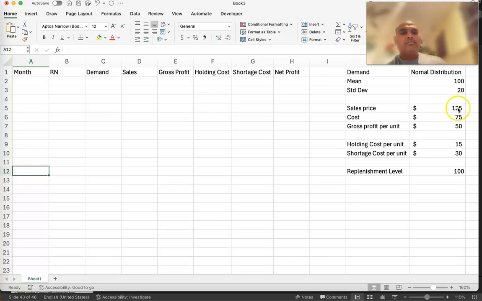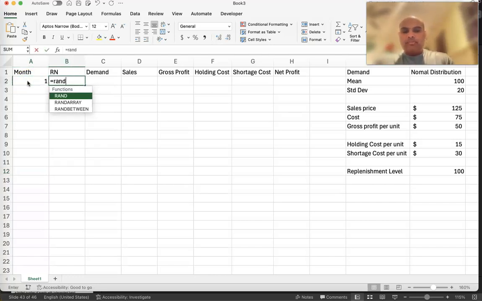The sales price is 125, cost is 75, so the gross profit per unit is $50. Holding cost is $15 per unit and shortage cost is 30. So if your demand is more than what you hold on hand, you'll have to pay a shortage cost, and that is $30. Right now the replenishment level is 100, and we'll do this for multiple replenishment levels and then compare all the results together. Okay, so let's do this. Let's do month number 1 first, and we'll take it from there.